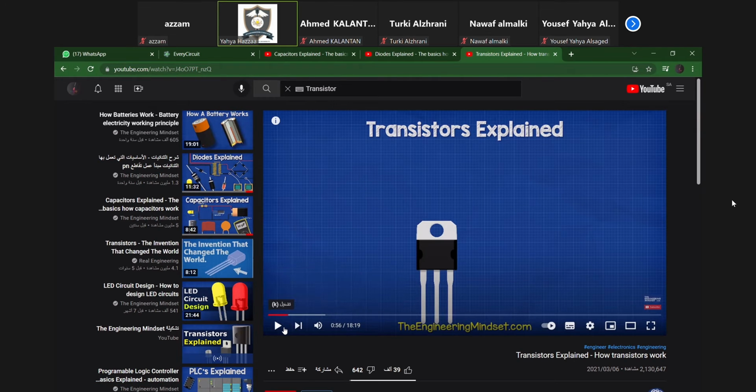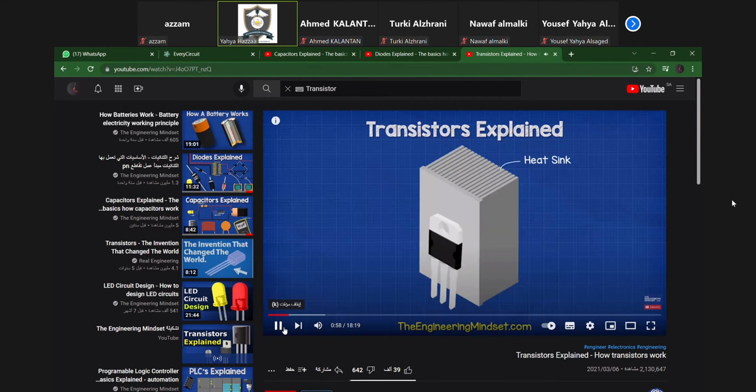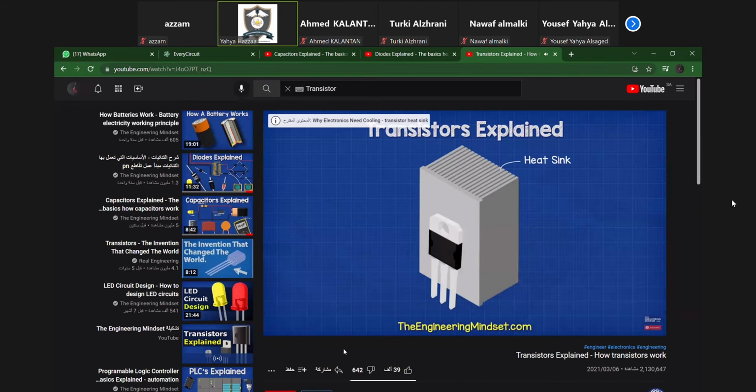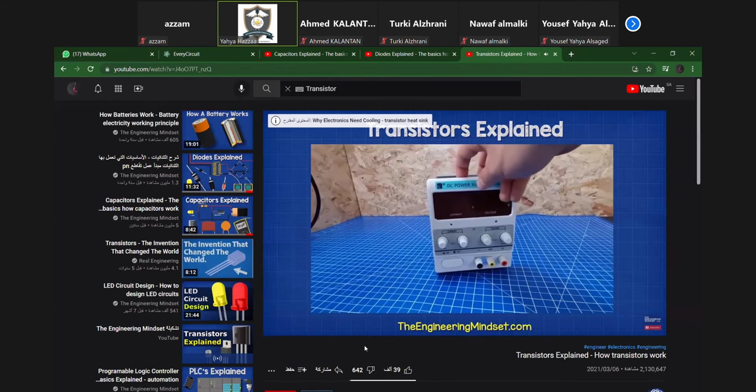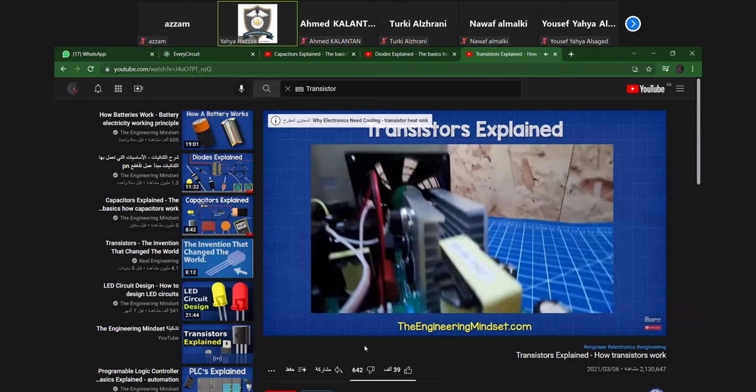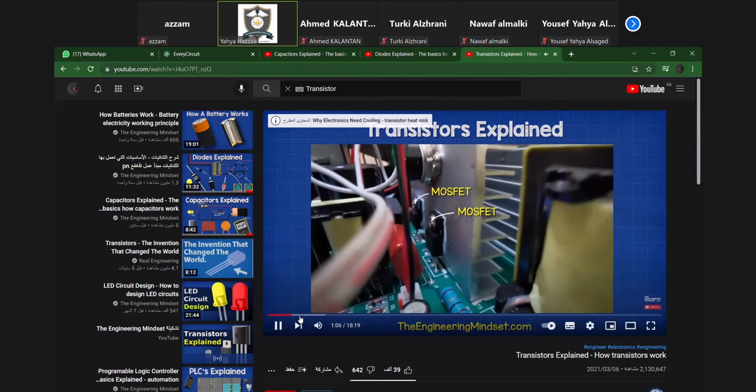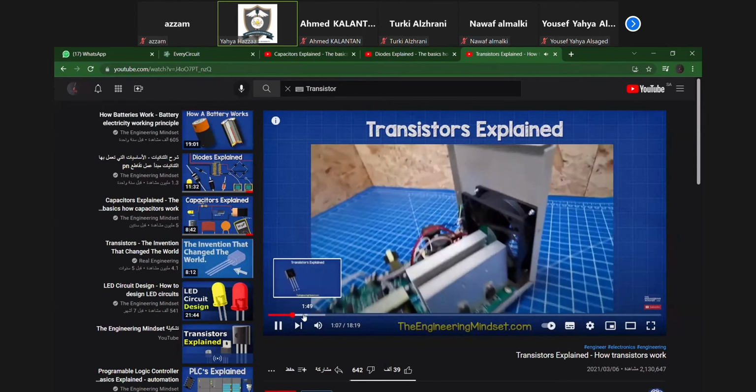Attached to a heatsink, which helps remove the unwanted heat. For example, inside this DC bench power supply, we have some MOSFET transistors which are attached to very large heatsinks.